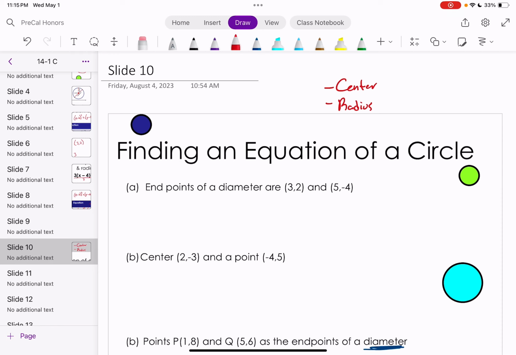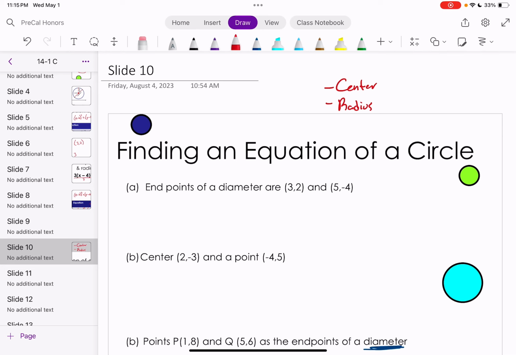In this problem, it says the endpoints of a diameter are 3, 2, and 5, negative 4. Keep in mind, here they're giving you the diameter, they're not giving you the radius, and you are still having to find the center of the problem. You will need to find the distance between the radius and one of those endpoints at the same time. So let's begin with finding the center.